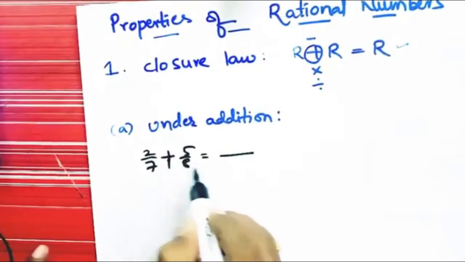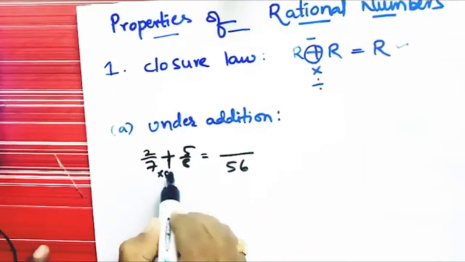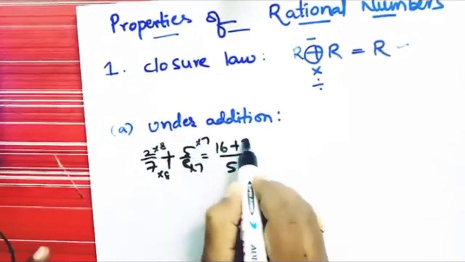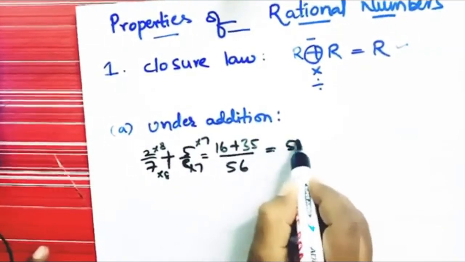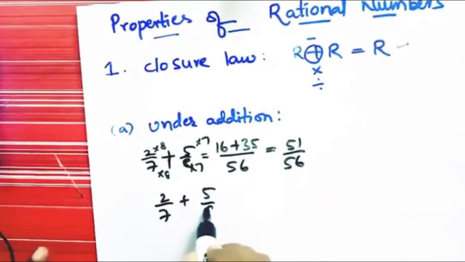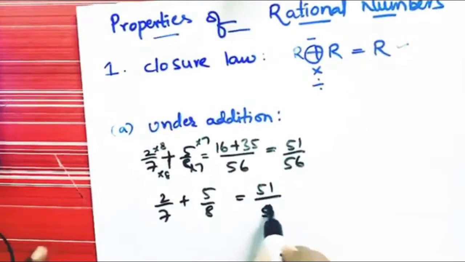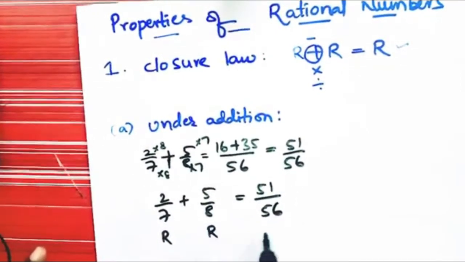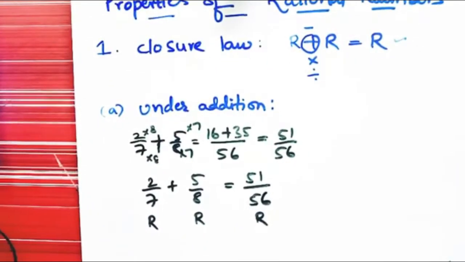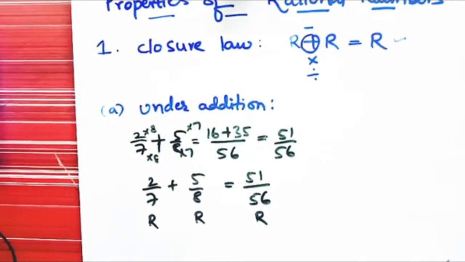For the answer, the LCM you will get is 7 eights are 56. Multiply: 7 eights are 56, then 2 eights are 16, plus 8 sevens are 56, 5 sevens are 35. So the answer is 51 by 56. So if I'm adding 2 by 7 plus 5 by 8, that answer is 51 by 56. It is a rational number. Then 51 by 56 is also a rational number. So if we add two rational numbers, that answer also is a rational number. So from this observation, we can understand rational numbers are closed under addition.